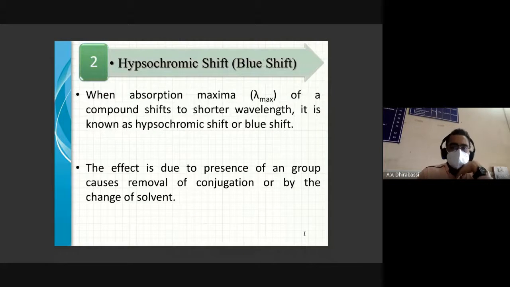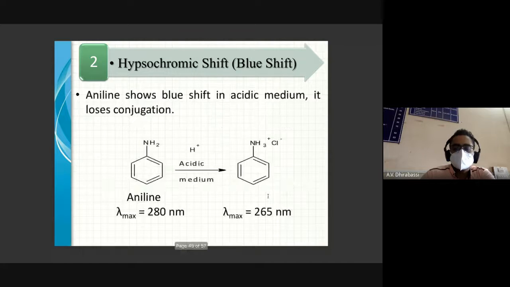Okay, hypsochromic shift, blue shift: when the absorption maxima of a compound shifts to a shorter wavelength, it is known as a hypsochromic shift or a blue shift. The effect is due to the presence of a group that causes the removal of conjugation. If a conjugation-removing group is present nearby or by the change of solvent, so it can show the hypsochromic shift, meaning blue shift.